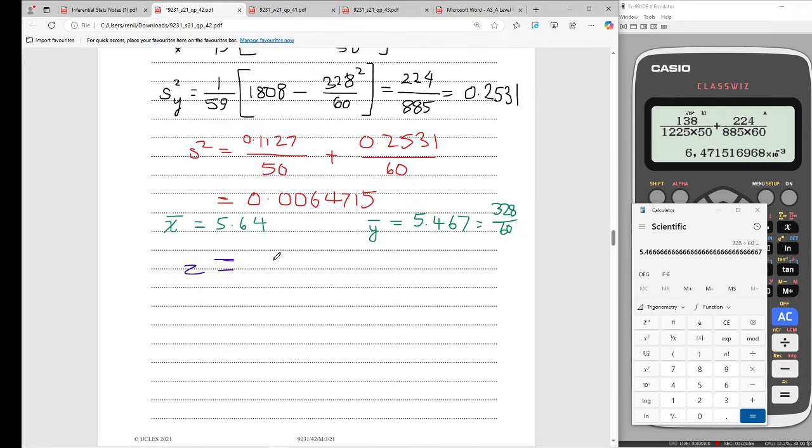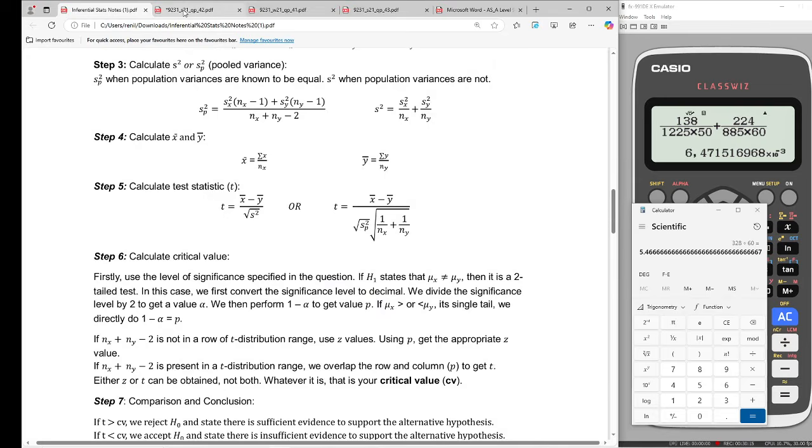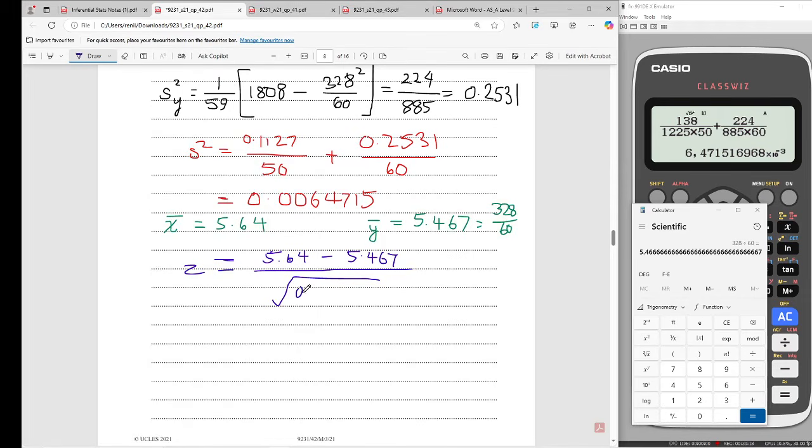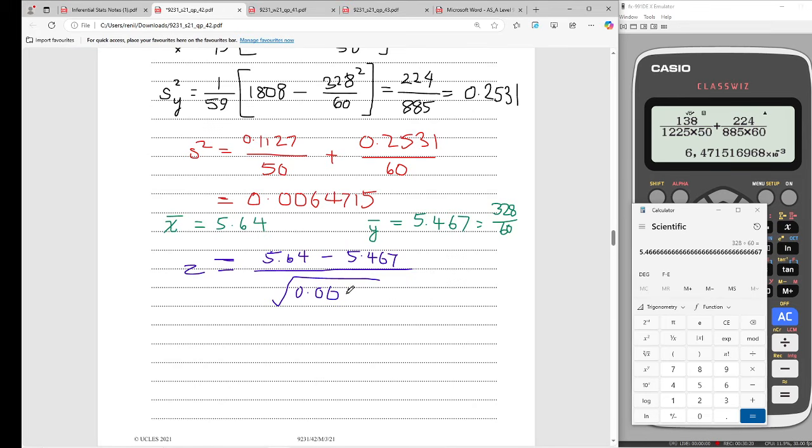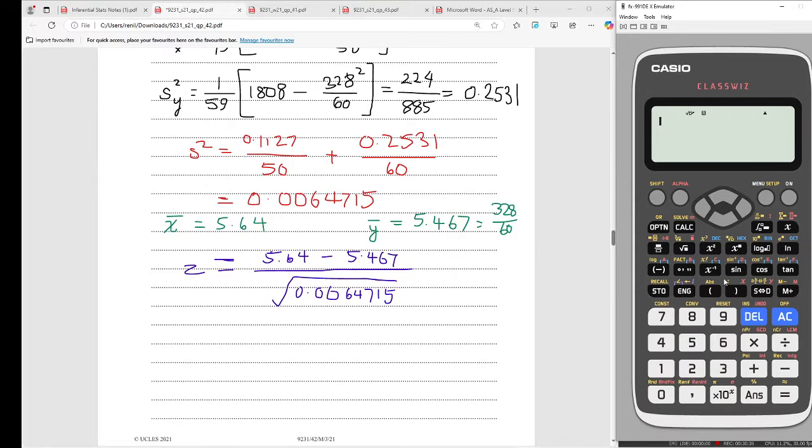Right, so z equals what? Let's see what z is equal to. Mean x, which is 5.64, minus mean y, which is 5.467. I'm going to use the fractional value, obviously, and we divide that by the root of S2, which is 0.00647115. Okay, so this is our z value, and now we need to just put that in the calculator.